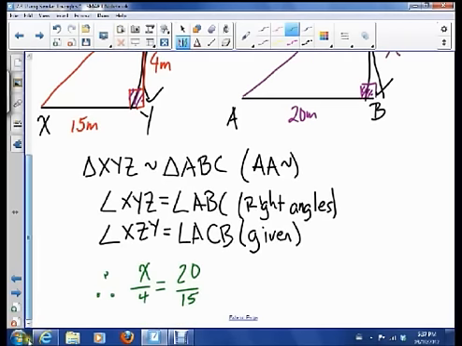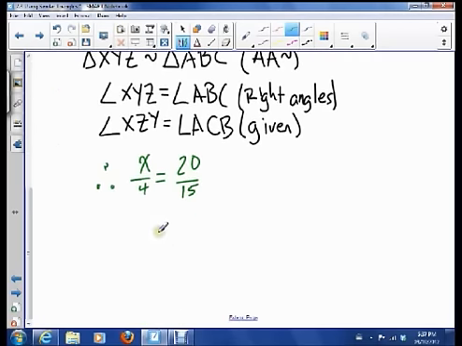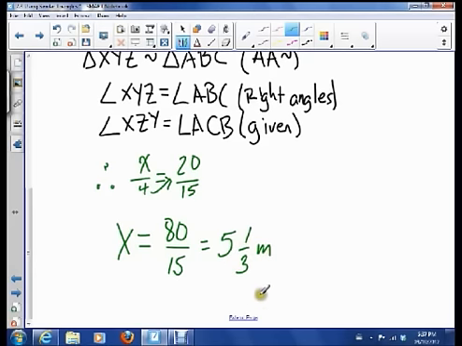Okay. All right. And now we just cross multiply. So x is 4 times 20, 80 over 15, and we can simplify that by saying that it's 5 and 1/3 meters. Okay? So that's the height of the other tree.